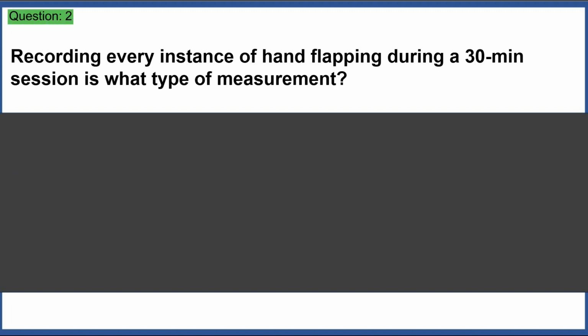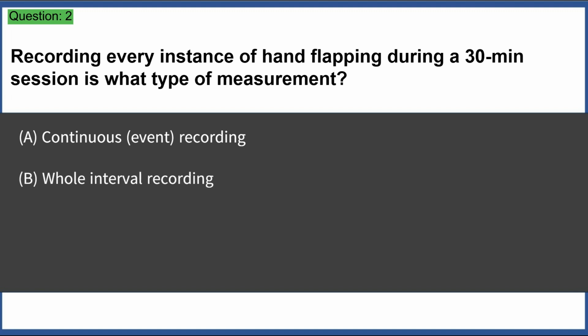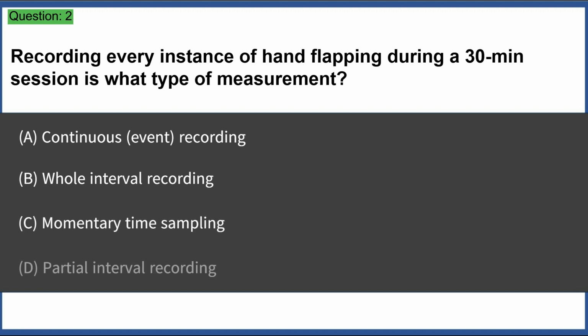Recording every instance of hand flapping during a 30-minute session is what type of measurement? A. Continuous event recording. B. Whole interval recording. C. Momentary time sampling. D. Partial interval recording. Answer, A. Each occurrence is tallied.